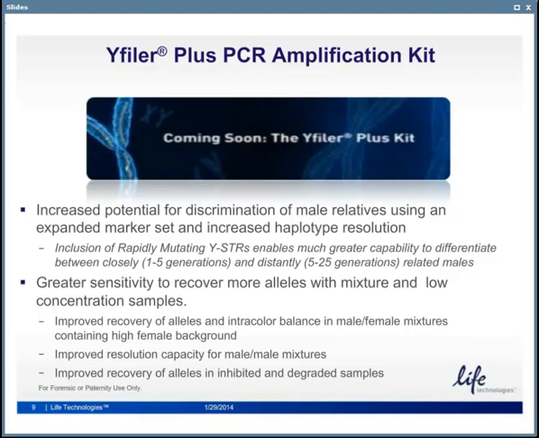So there's improved recovery of alleles and intracolor balance in male-female mixtures containing excess amounts of female DNA, as well as improved resolution capacity for male-male mixtures. Also, the inhibitor tolerance for this kit is much higher, so there's higher recovery of alleles in inhibited and also degraded DNA samples.